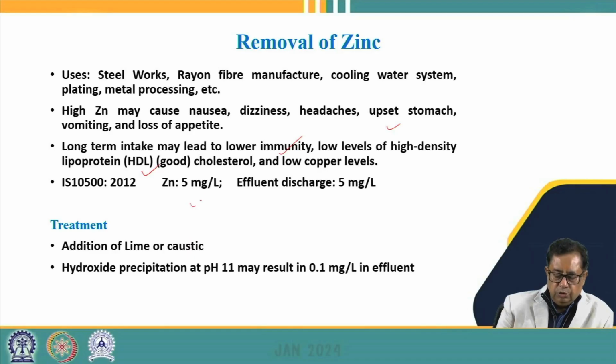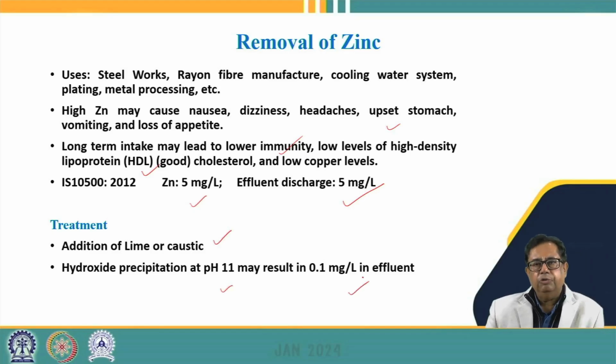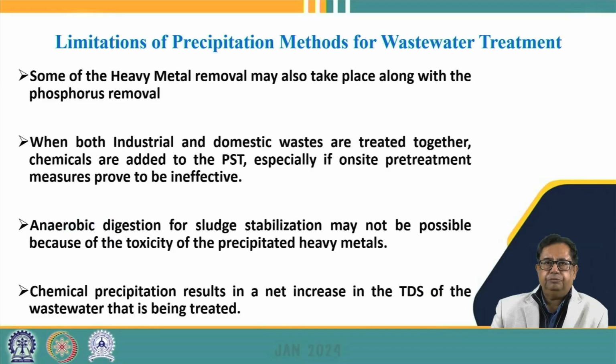And zinc should not exceed 5 milligram per liter in drinking water, whereas in the effluent it should not exceed 5 milligram per liter when we are discharging the effluents to surface water. Addition of lime and caustic can remove the zinc, and hydroxide precipitation at pH 11 may result in around 0.1 milligram per liter in the effluents.